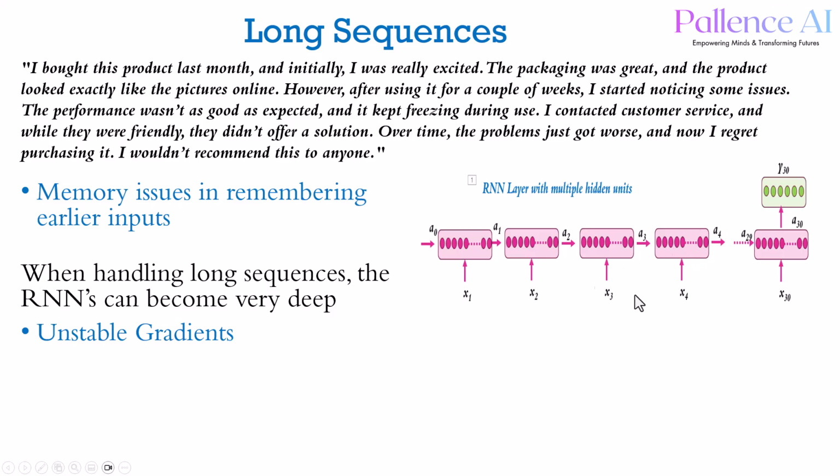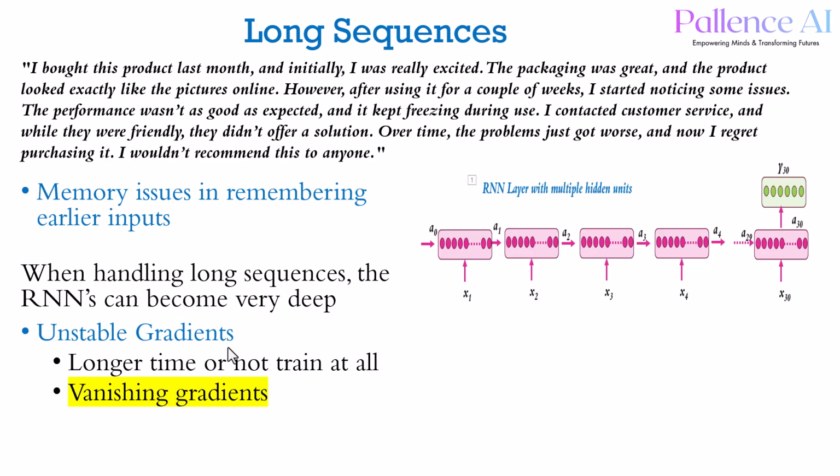Because we need the gradients to update the weights and train the model, right? And these gradients can become unstable, with the result that it may take a long time to train or simply not train at all. Okay, so why would that happen? Well, because of two issues related to gradients, unstable gradients. You could have vanishing gradients and you could also have exploding gradients.